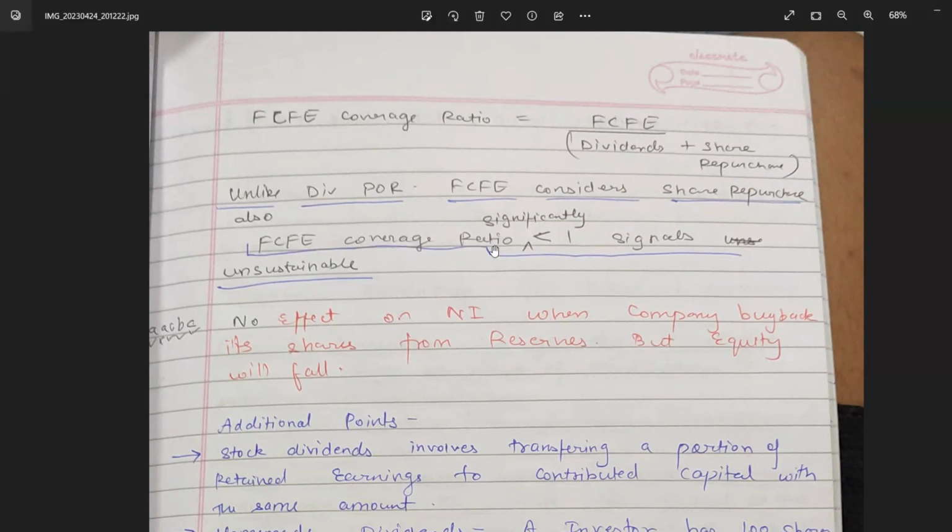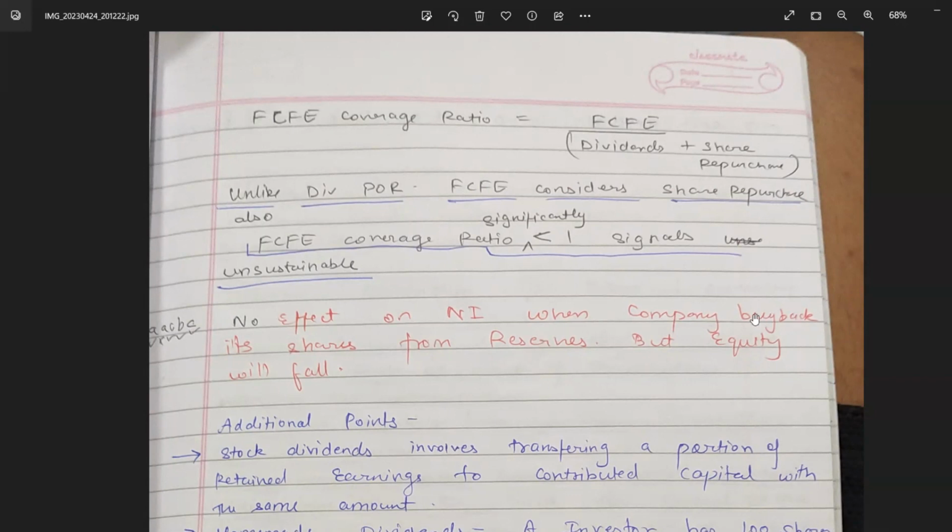An FCFE coverage ratio significantly less than one signals that dividends are unsustainable. If the ratio is below 1, the numerator is less than the denominator, which means the company is not capable of paying the dividends from FCFE.